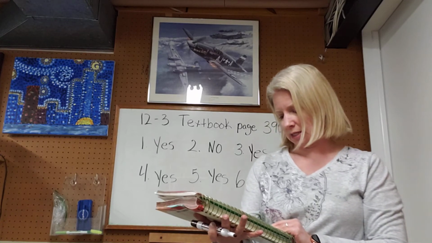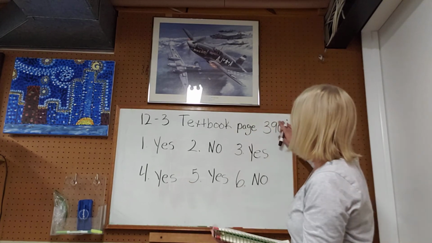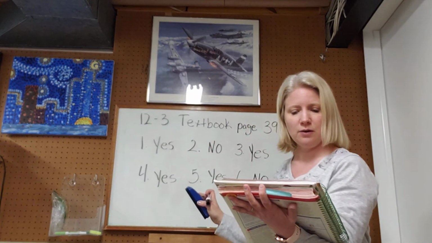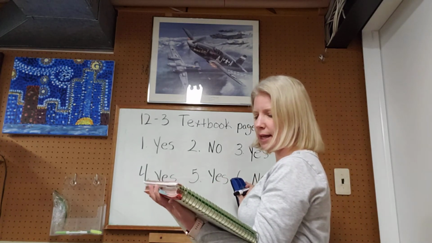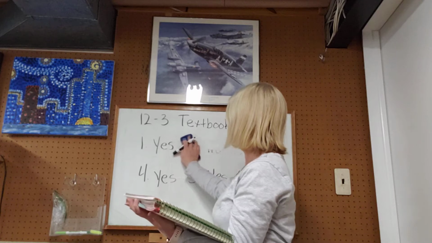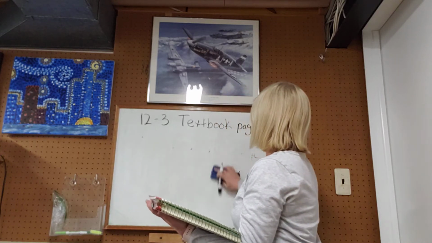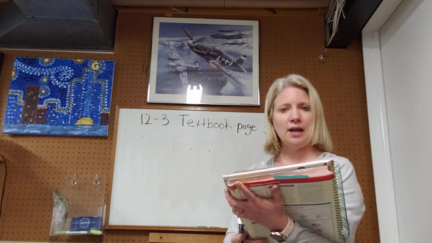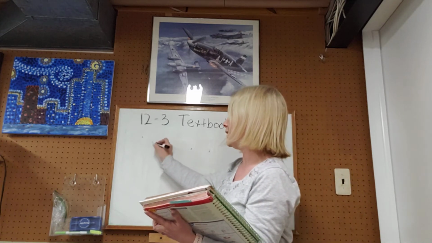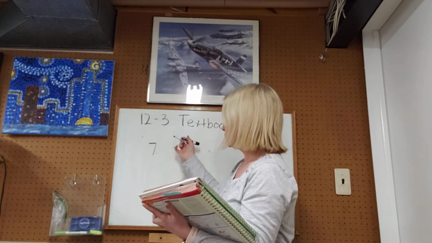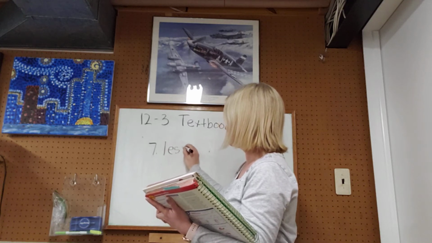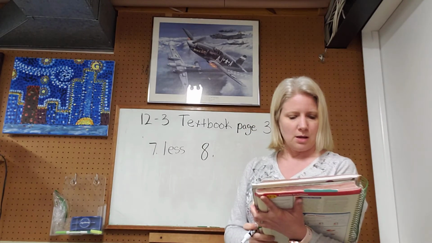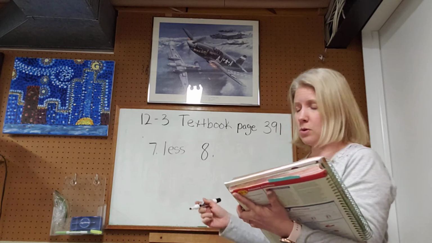Okay, let's go to the next page, page 391. And let's look at some of those. We're going to estimate the fraction for the part in each set that is shaded. Write less than 1/2 or more than 1/2. Number 7. Is it less than 1/2 or more than 1/2? Number 7 would be less than 1/2. Number 8. I would say about more than 1/2.